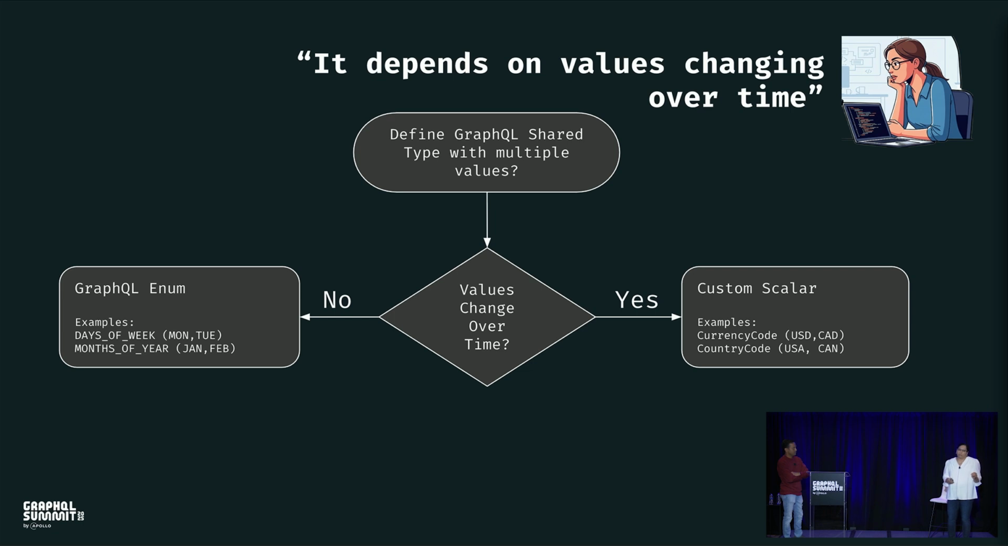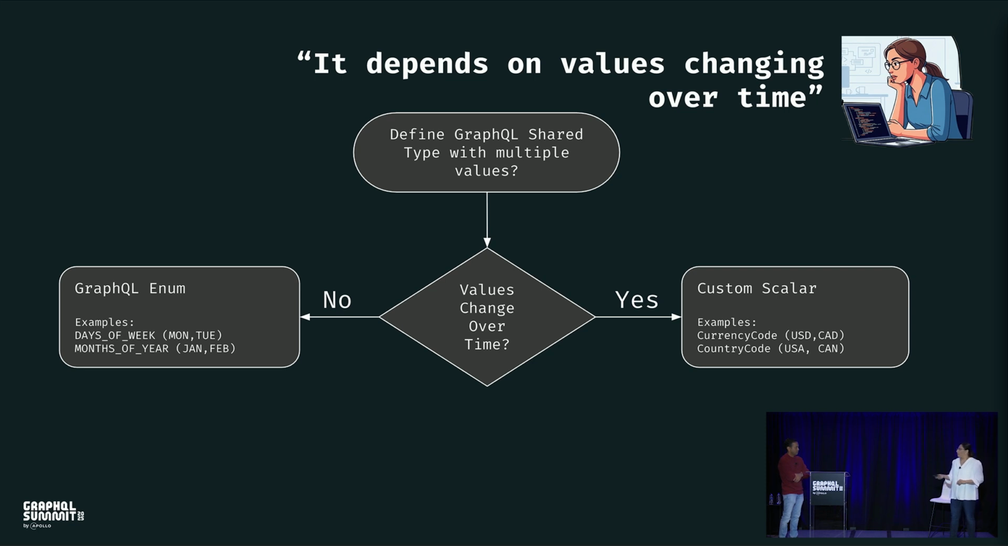Some examples that I can give are days of the week, like Monday, Tuesday, which you don't anticipate to change over time. Months of the year, January, February, etc. So those are some of the values that you don't anticipate will change, and it's good to define them as a GraphQL enum. Now, if you anticipate that the values can change over time, then it is good to define the shared type as a custom scalar, like we just discussed.